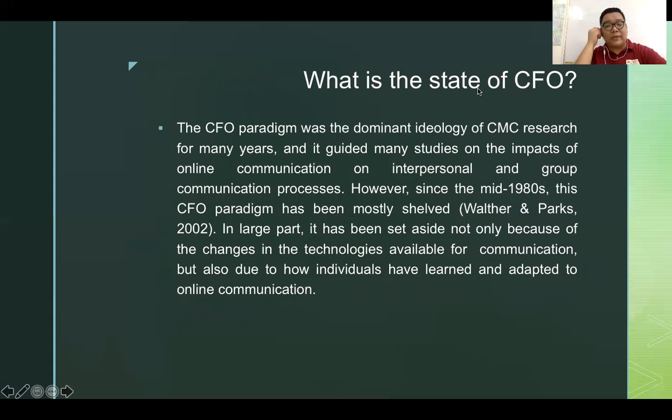So what's now the context or the state of CFO? Now, the CFO paradigm was the dominant ideology of CMC research for many years, and it actually guided many studies on the impacts of online communication on interpersonal and group communication processes. So that is how impactful this CFO paradigm was previously, most especially for scholars who conducted a study on CMC. However, since the mid-1980s, this CFO paradigm has been mostly shelved. In large part, it has been set aside not only because of the changes in the technologies available for communication, but also due to how individuals have learned and adapted to online communication.